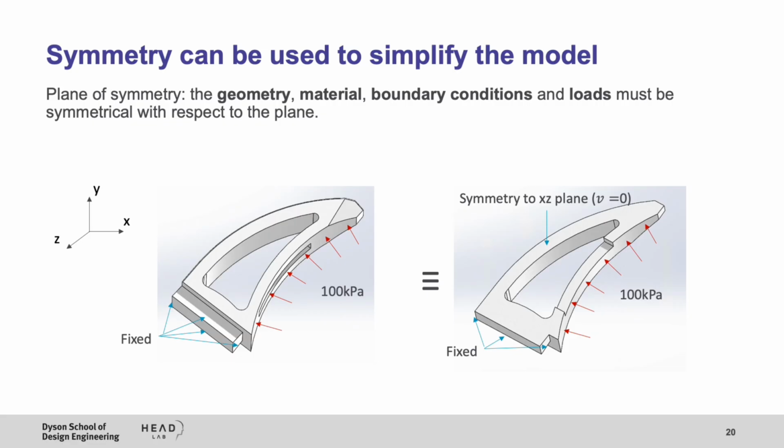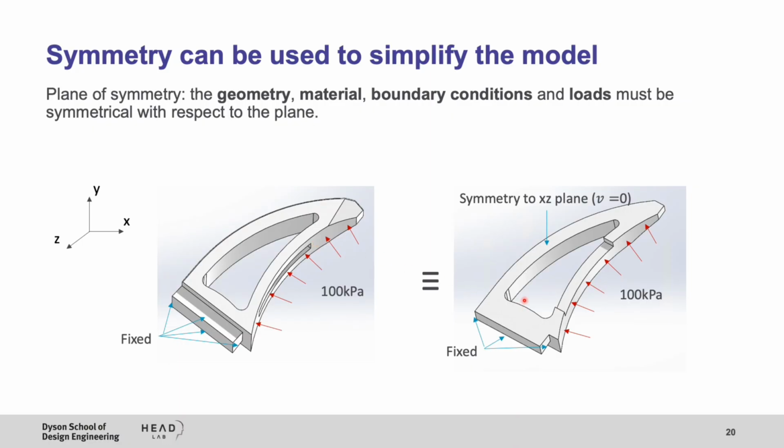We can use symmetry to simplify finite element models. In order to do so, the geometry, material, boundary conditions, and loads must be symmetrical with respect to the plane of symmetry. So you should always make sure that all four of these are symmetrical with respect to that plane. For instance, a plane passing halfway through the thickness of this bone satisfies these four conditions.